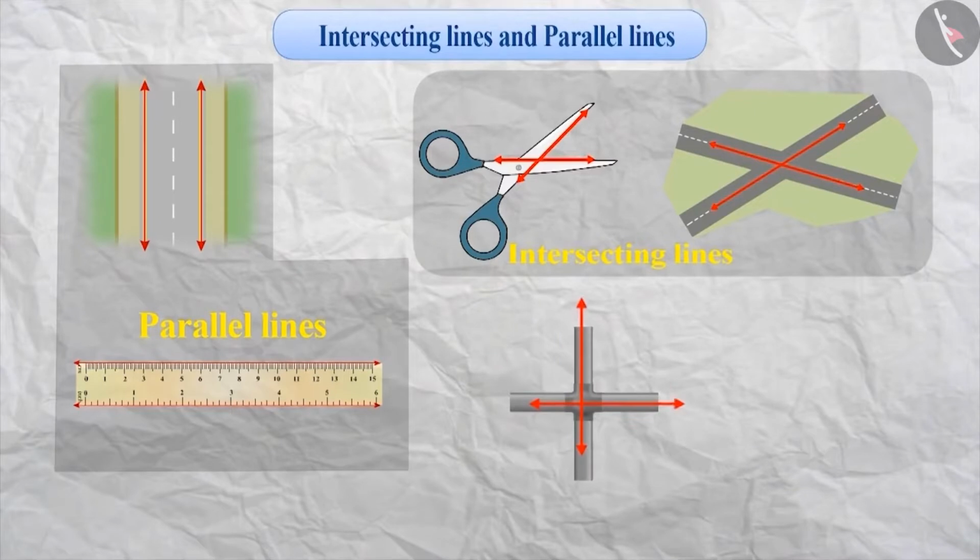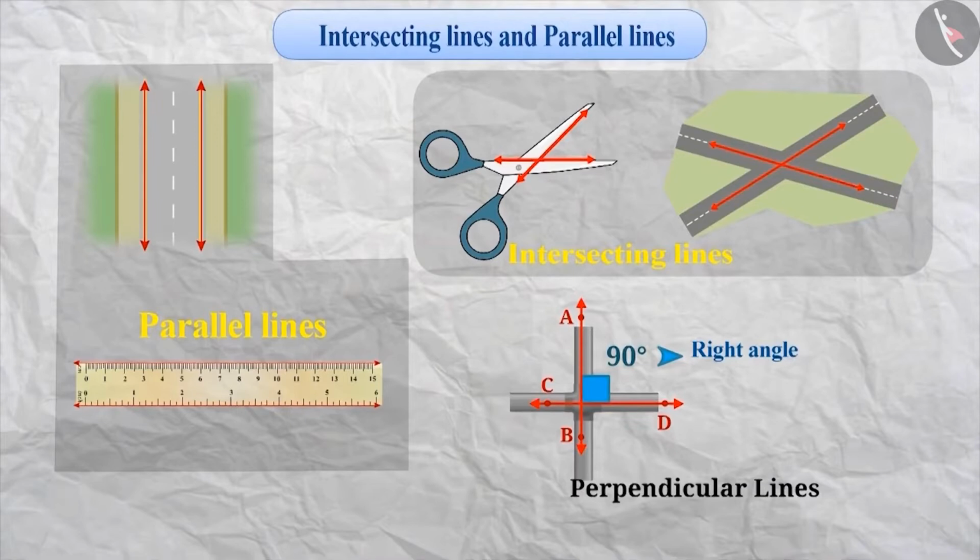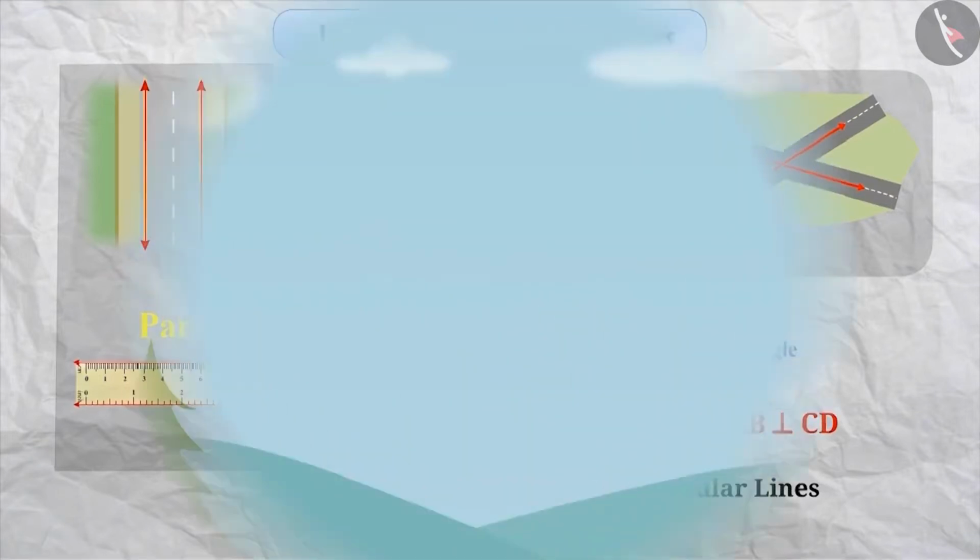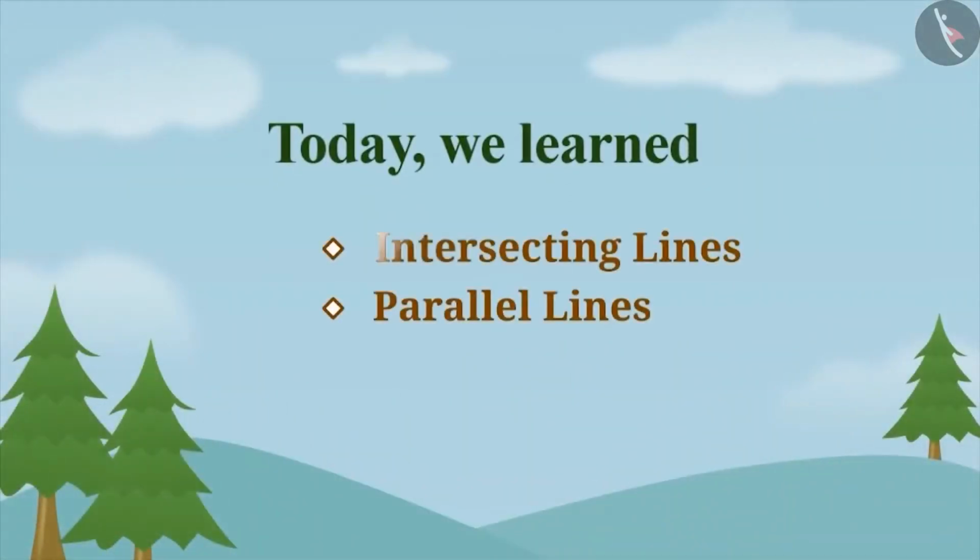Now let's look at these intersecting lines. These lines make an angle of 90 degrees, that is, a right angle. Such intersecting lines are called perpendicular lines. For instance, here AB is perpendicular to CD and represented like this. Today, we learned about intersecting lines and parallel lines.